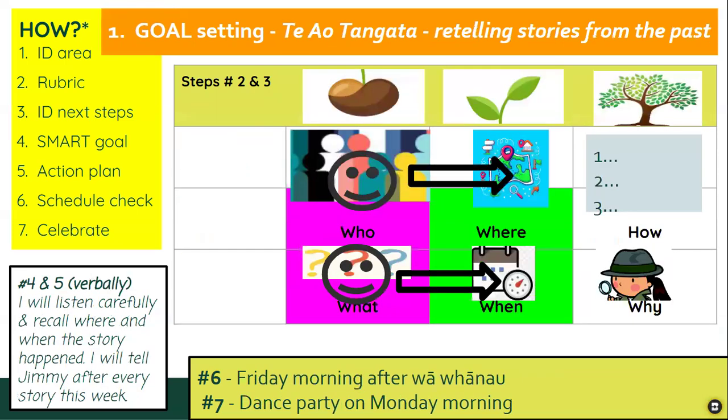So another example in this one is from the social sciences curriculum, Te Ao Tangata, and it's for phase 1 learners, so years 1 to 3, and it's about retelling stories from the past. So there's a visual representation of a rubric here. We've got the kākano, the tipu, and the rākau in picture form for our younger learners who are maybe not able to read yet. They've identified where they are at the moment.